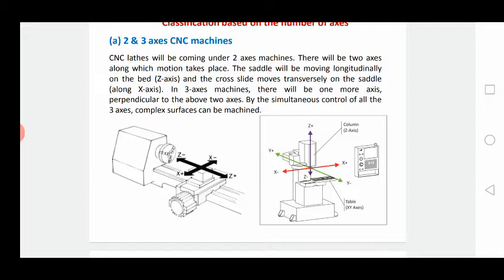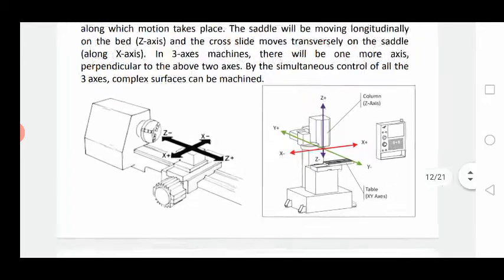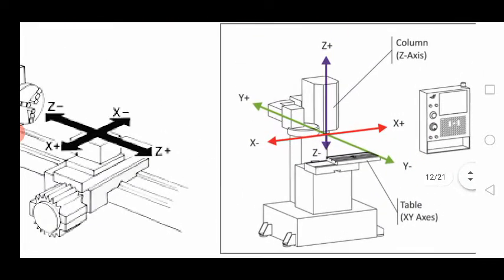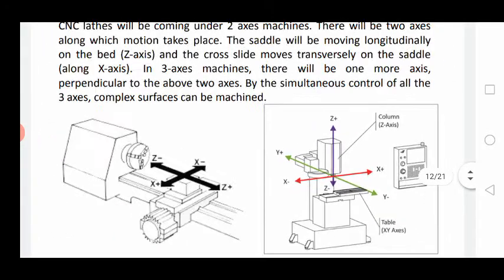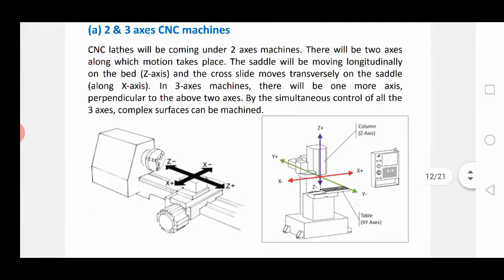In a 3-axis machine, that we commonly see in a milling machine and all, one more axis, that is the y-axis, is added in the machine, that is x, y, z axes. You can see here in the horizontal plane we have x-axis and y-axis, and vertical up and down we have the z-axis column. Okay, this is how the 2 and 3-axis CNC machines are operated.